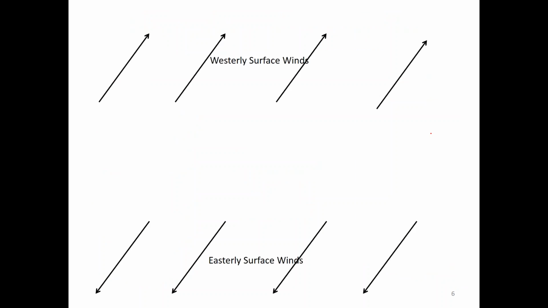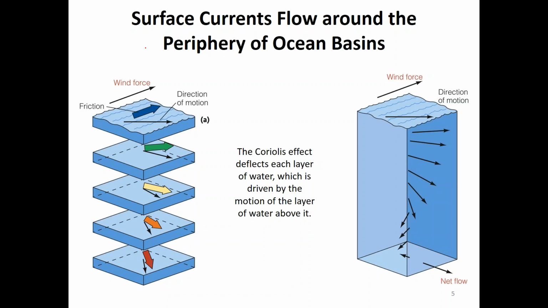Okay? Now, from the Ekman spiral comes what's called the Ekman transport. And the Ekman transport describes the net flow of water that results from this Ekman spiral. What does it mean, net flow?